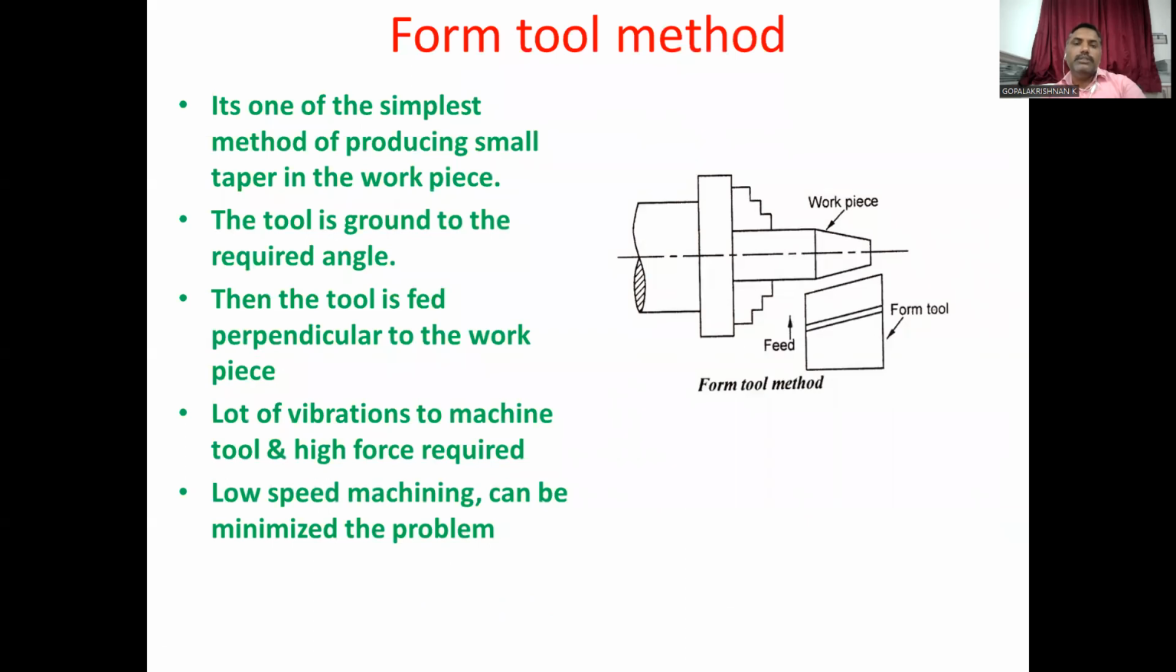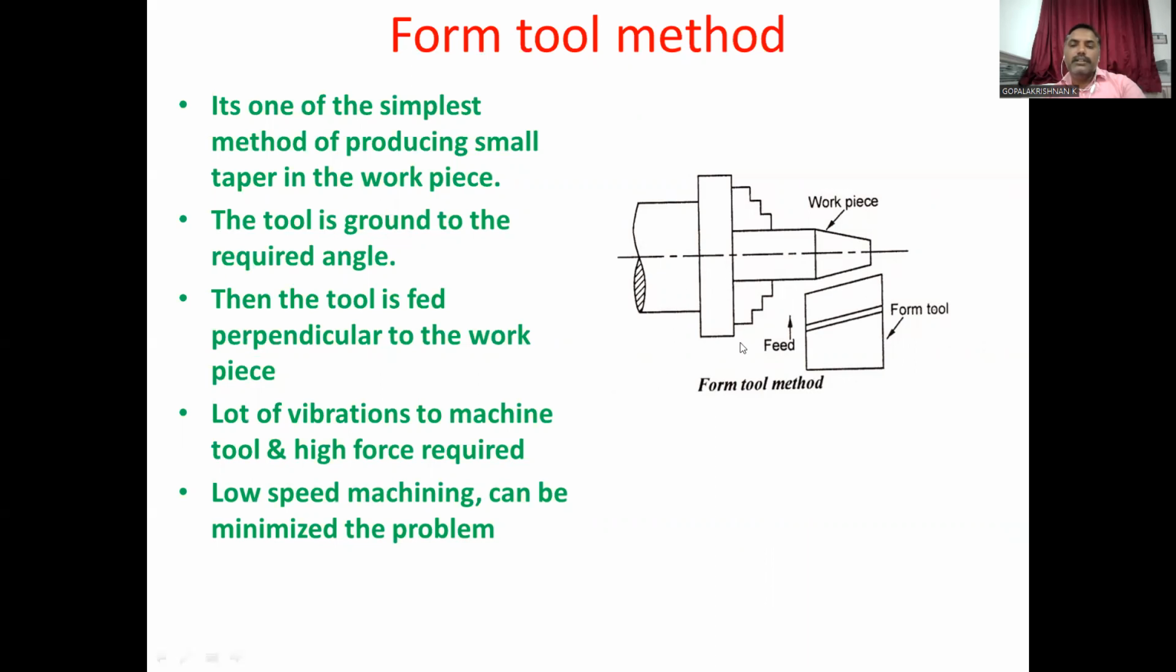In the form tool method, it is one of the simplest methods of producing a small taper in the workpiece. Here, the tool is ground to the required angle, then the tool is fed perpendicular to the workpiece. Now, a lot of vibration occurs in the machine tool and high force is required for these operations, and low speed machining can minimize the problem.